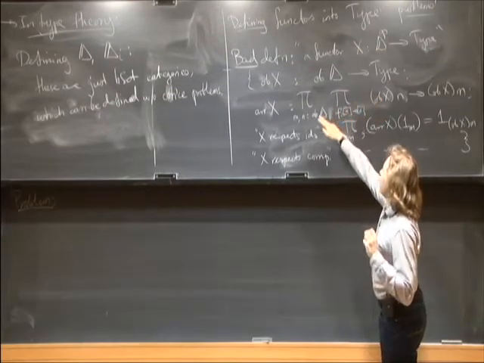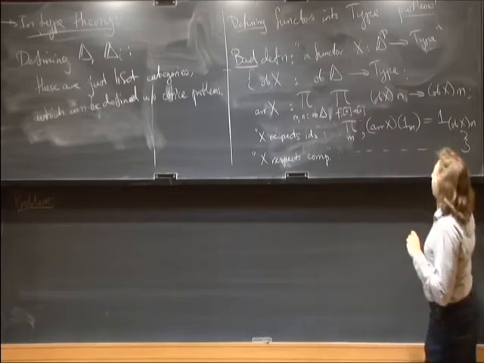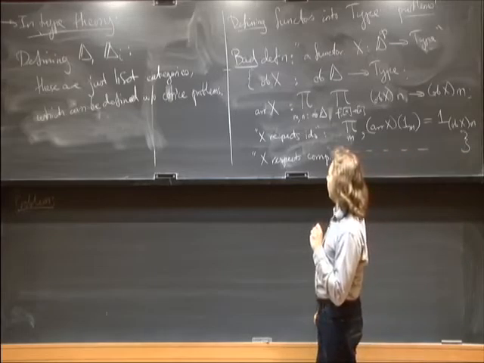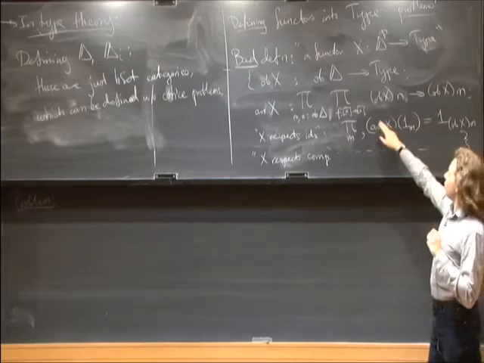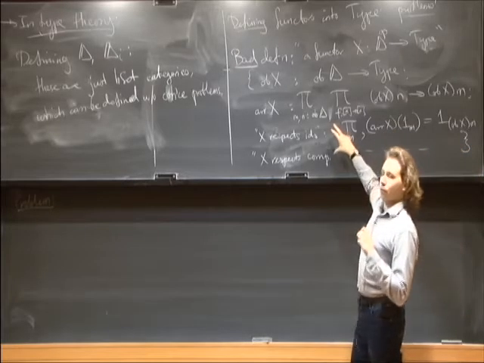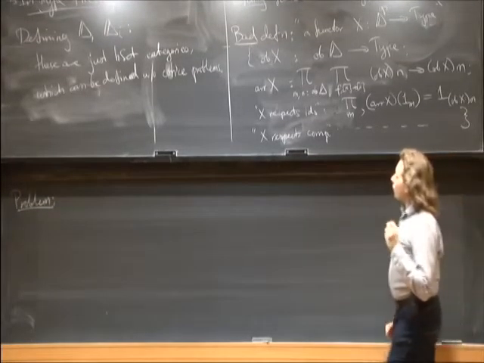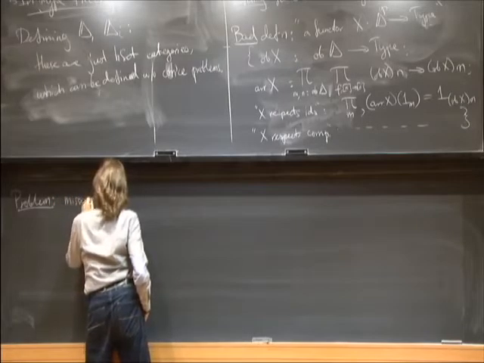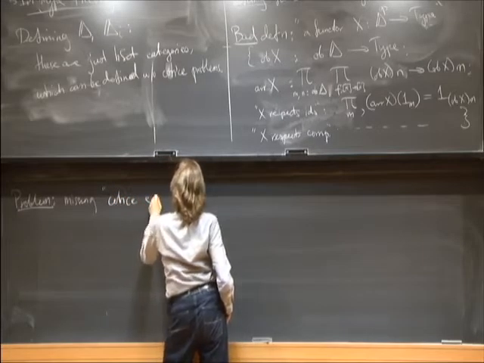So we have the face maps simply by here. So I'm not sure, what do you mean by respecting face maps? This is the... So the problem with this is that it's missing coherence equalities.